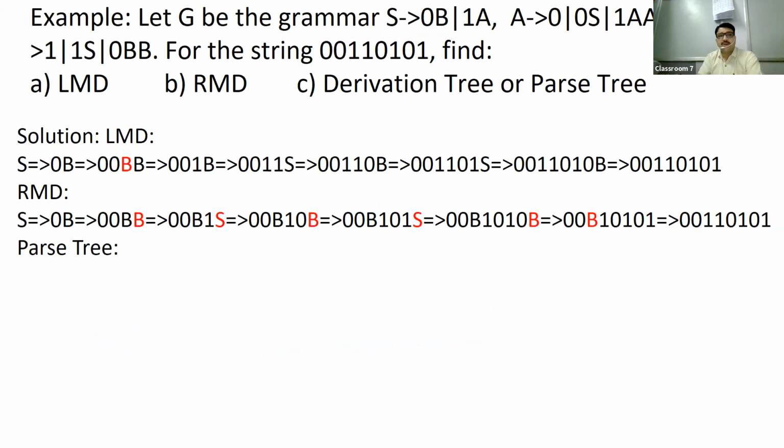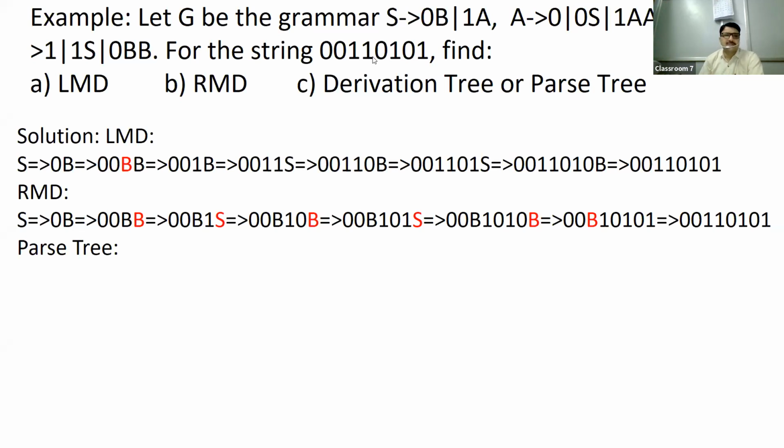So now you can see the example that will reflect the clear picture. In this case, you can find the grammar. Grammar is given to you, that is S to 0B | 1A and A to 0S | 1AA. And B productions are B to 1 | 1S | 0BB. Now you have to write the leftmost derivative to derive the string 00110101.